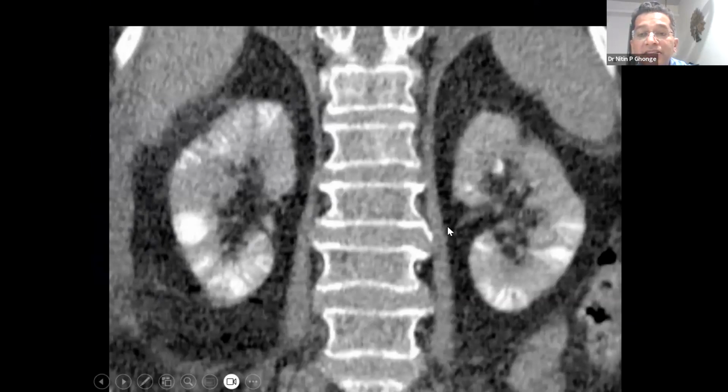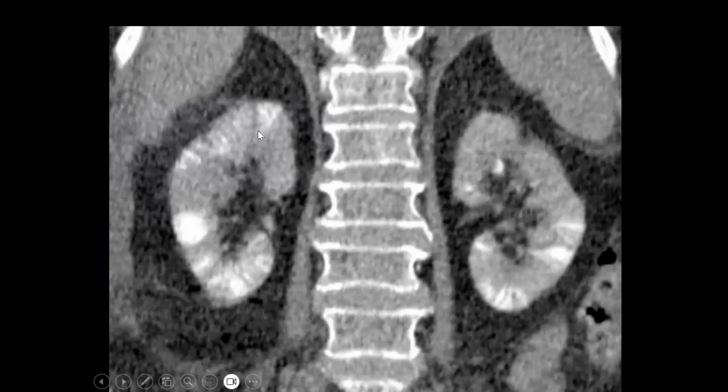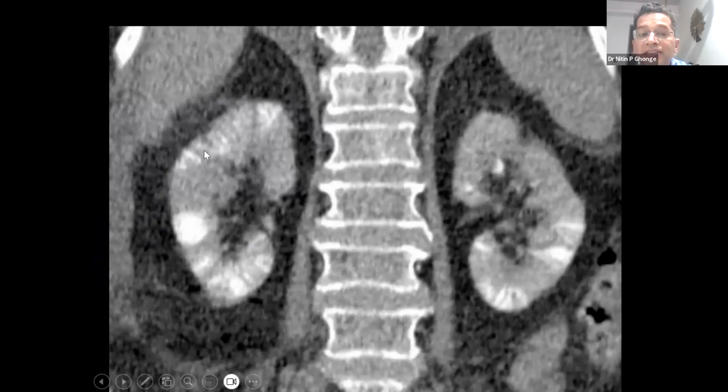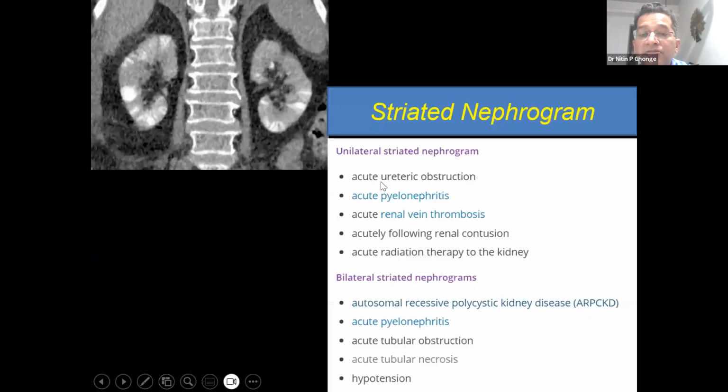What is this appearance on CT urography? This is a striated nephrogram. The nephrogram should be uniform, from upper pole to lower pole, but this is all striated appearance. Striated nephrogram usually is because of acute ureteric obstruction, or because of acute pyelonephritis, or because of acute renal vein thrombosis. So these are important three causes of striated nephrogram: ureteric obstruction, acute pyelonephritis, or acute renal vein thrombosis.